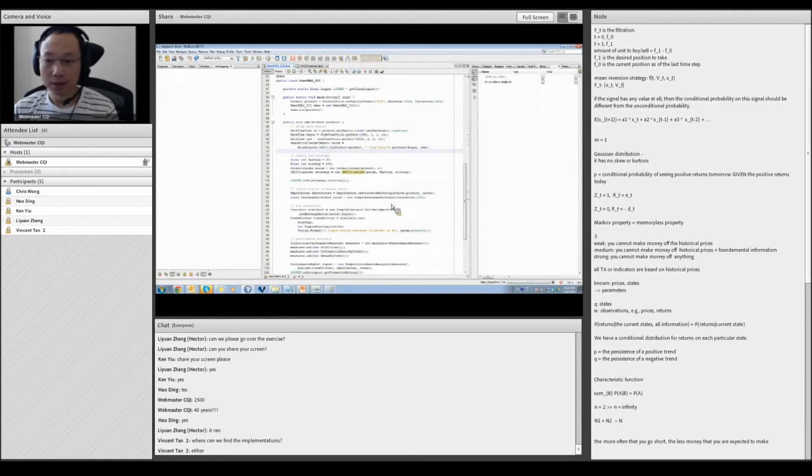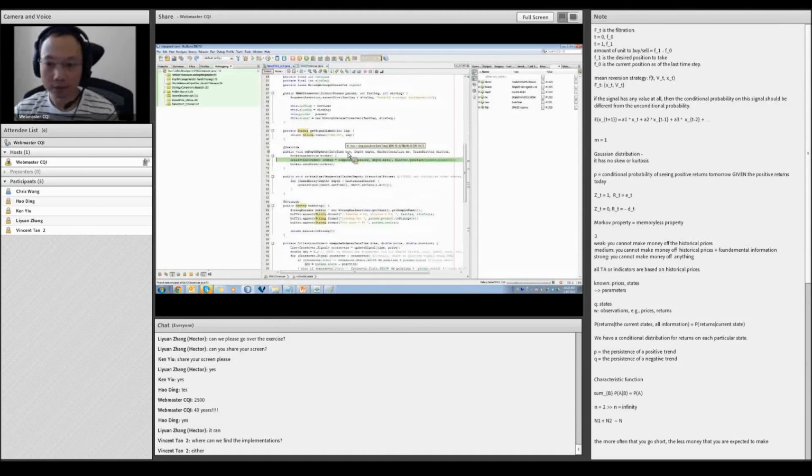607, 603, 613, 603, and the day timestamp is 1990 January the 10th. So you can sort of see that by playing this in the debugger, you can monitor the order book and see how the strategy makes its decisions.